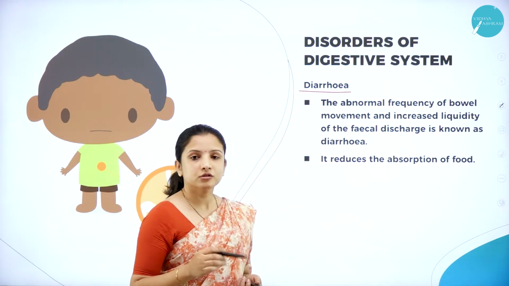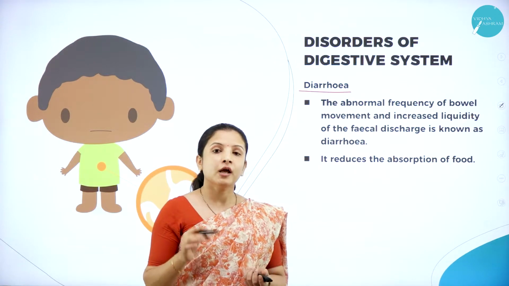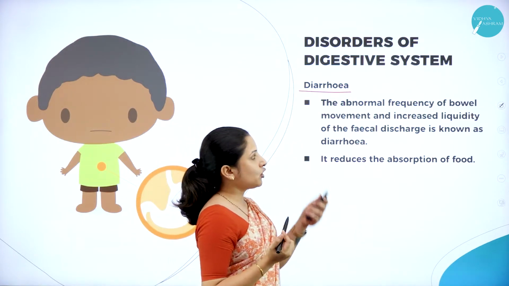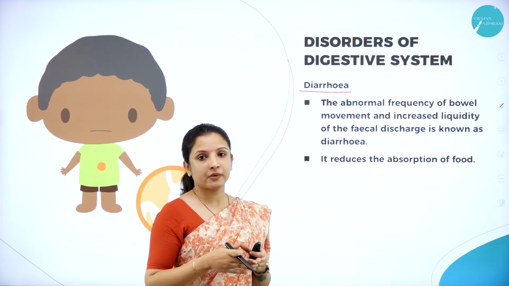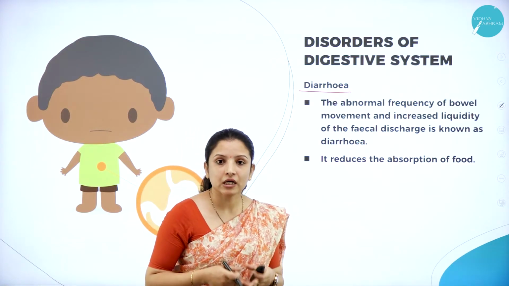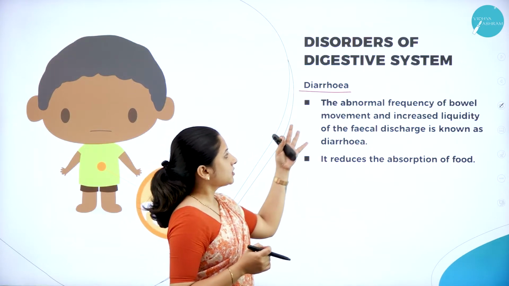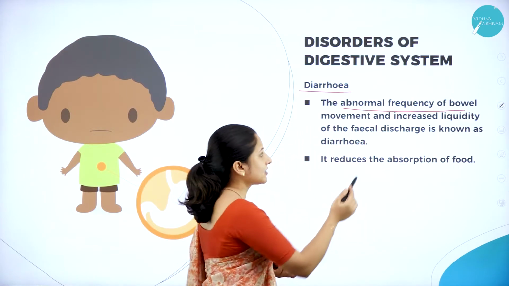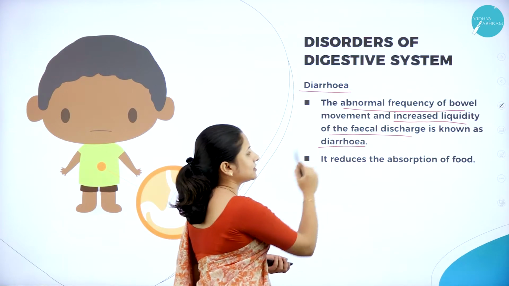Diarrhea can be caused by microorganisms present in the food, and it can also be caused by various other factors. The abnormal frequency of bowel movement, sometimes watery, sometimes with a lot of stomach ache, is nothing but diarrhea. The abnormal frequency of bowel movement with increased liquidity in the fecal discharge is known as diarrhea.